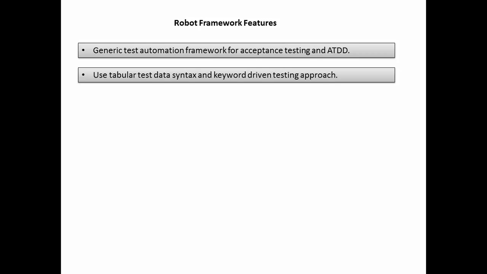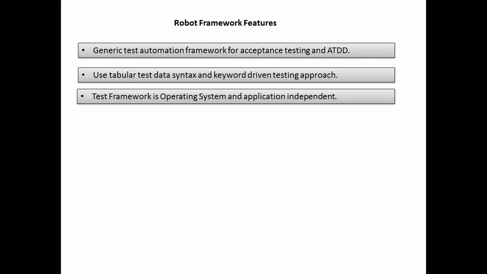Robot Framework has the following features. Generic test automation framework for acceptance testing and ATDD. Robot Framework uses tabular test data syntax and a keyword-driven testing approach. The framework is operating system and application independent. You can develop tests on a Unix or Windows system and run them on Windows or Unix.